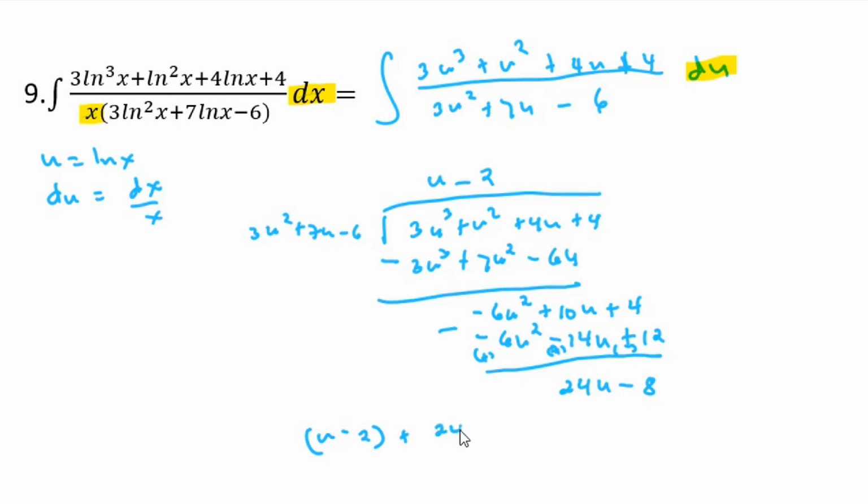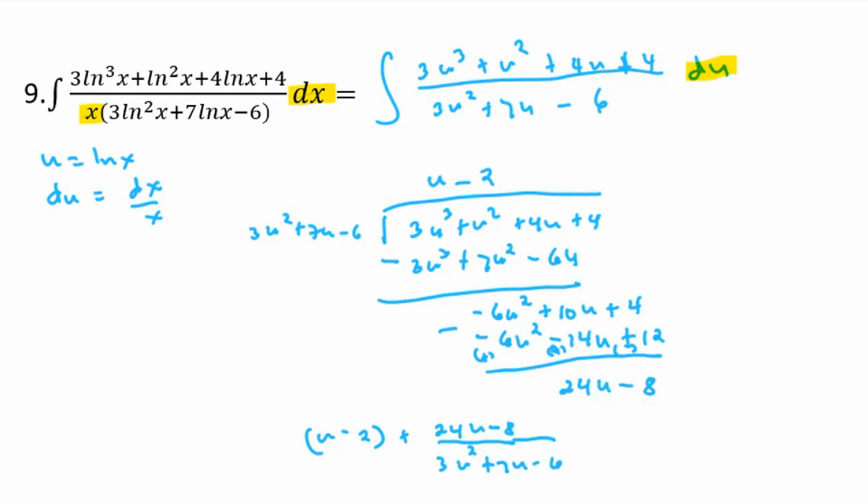plus 24u minus 8. By the way, we stop dividing here because the power here is less than the power of 2. So therefore, we now have u minus 2 plus 24u minus 8 all over 3u squared plus 7u minus 6.